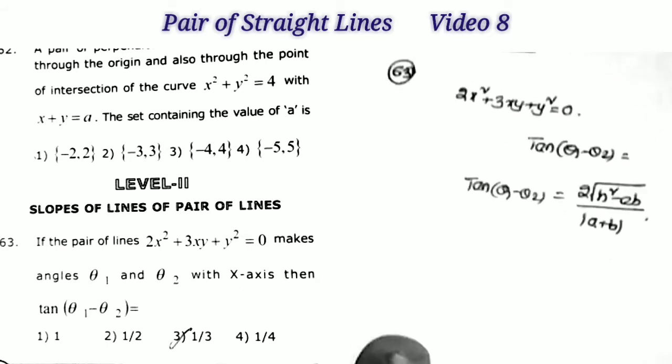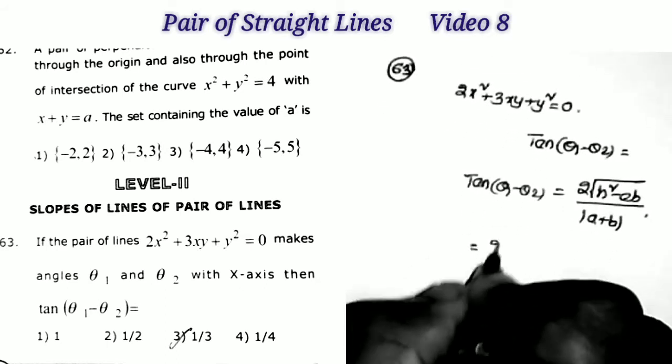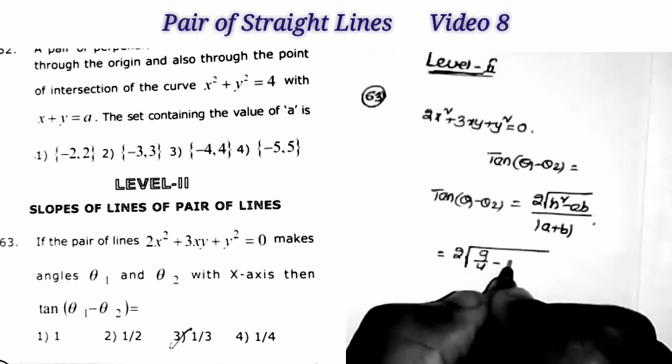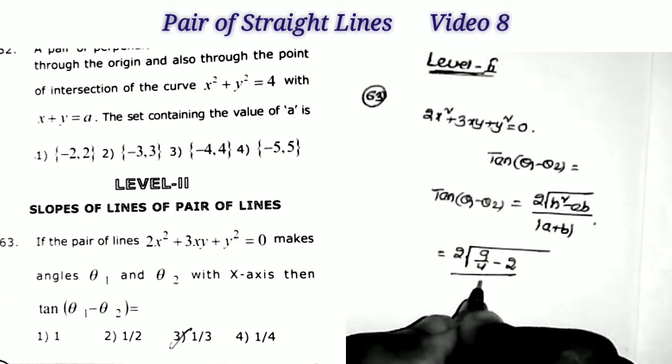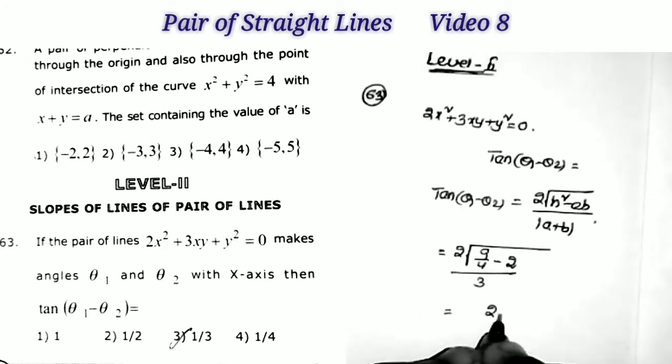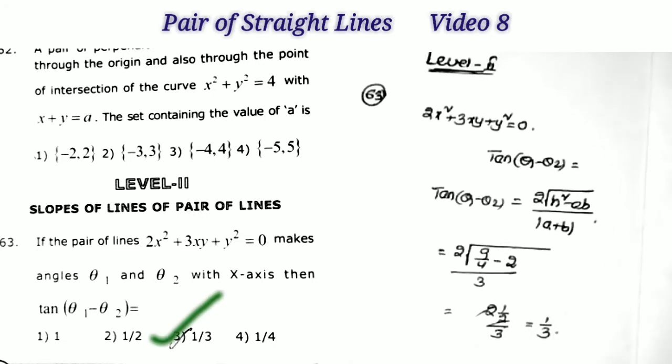Now replacing the values in this formula, this is equal to 2 into square root of h is equal to 3 by 2, h square 9 by 4 minus ab minus 2, by a plus b, 2 plus 1, that is 3. So this is equal to 2 into 1 by 2 by 3. So the answer is equal to 1 by 3. And that is the third option. Okay, that's all. Just applying the formula to get the answer.